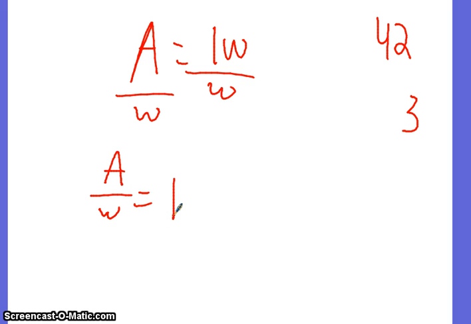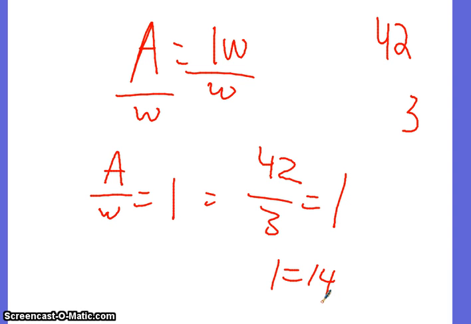All right, so A is 42, right? 42 divided by 3 equals L. All we do is plug in the numbers, because those are the numbers we were given. 42 divided by 3 is 14. So L equals 14. My length is 14. Now I'm not labeling it because I never gave you the measurements.